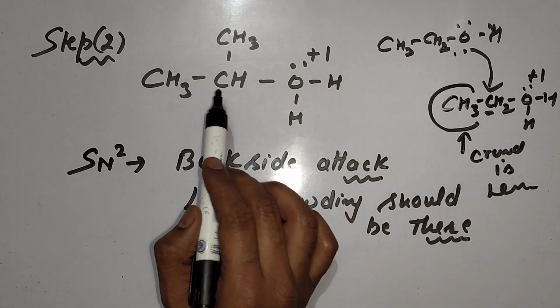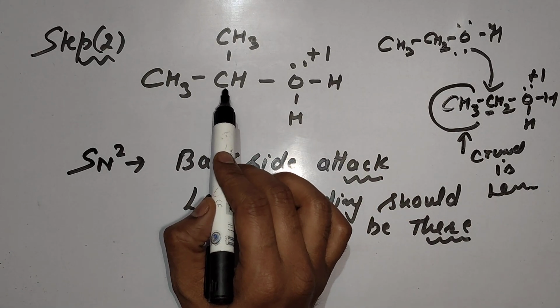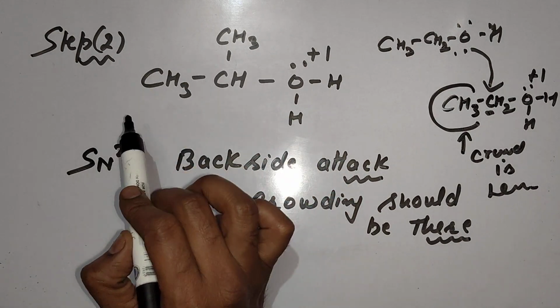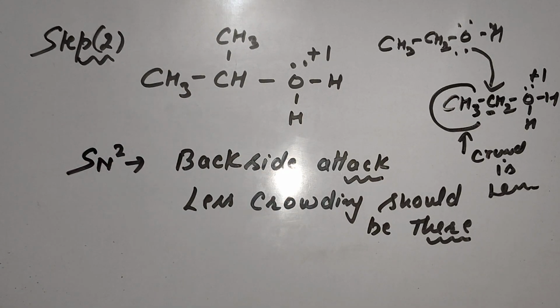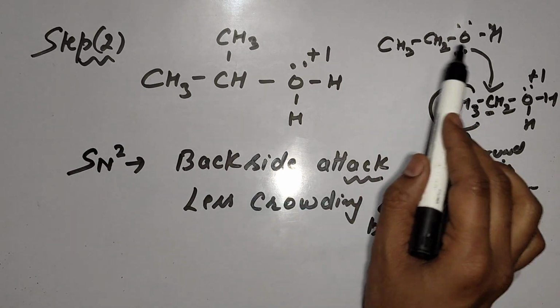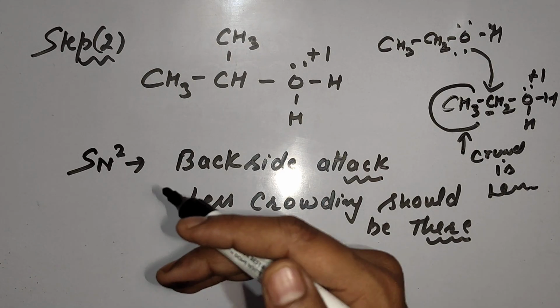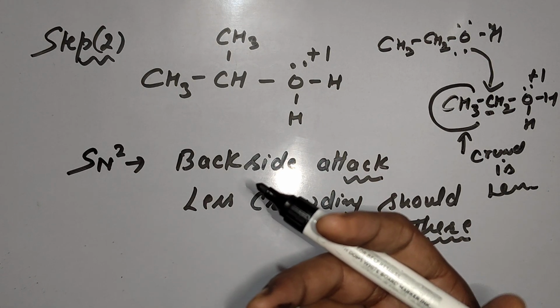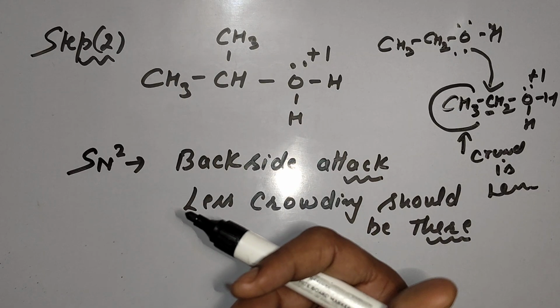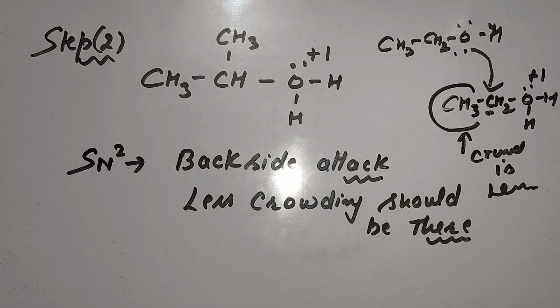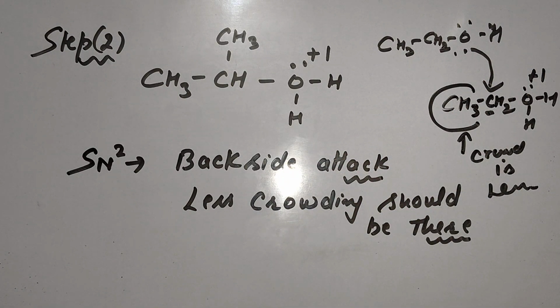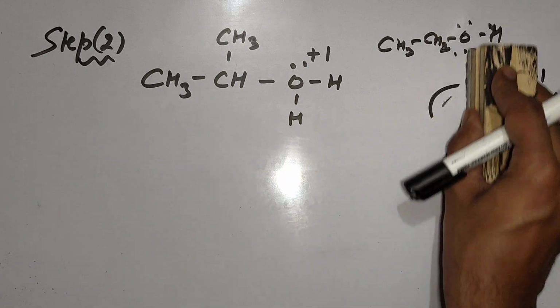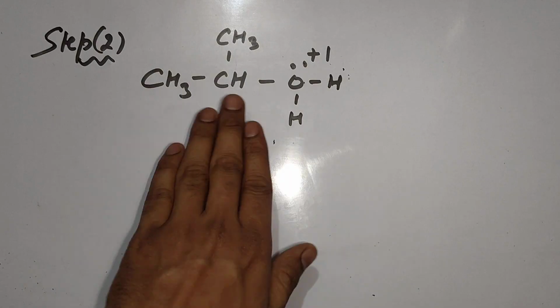But if we are talking about 2 degree, this carbon is surrounded by two alkyl groups, meaning crowding is there. The second molecule cannot easily attack from the backside on this carbon like it was happening in 1 degree alcohol. And if we go for 3 degree alcohol, crowding will be further increased, so no chance for a backside attack. That's why the SN2 mechanism will happen only in the case of 1 degree alcohol, and that's why ether was generated there. But in 2 degree and 3 degree alcohol, the SN2 mechanism will not happen. What will happen? Check.